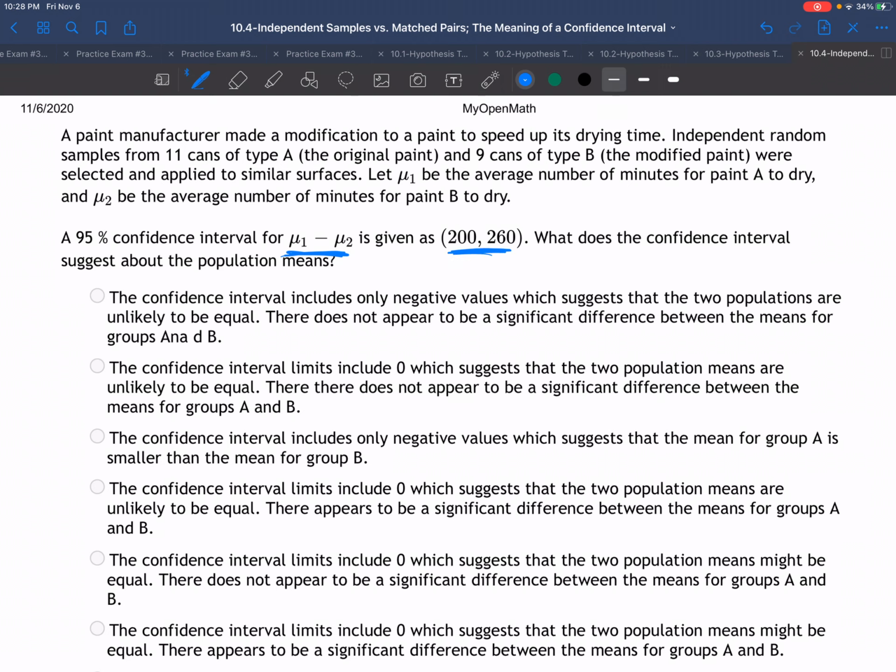And we know the answer is somewhere between 200 and 260. What does that mean, logically, when you subtract two things and get a positive answer? Right, first off, you see that's a positive answer. So say 0 is way over here on a number line. We're saying the answer is somewhere between 200 and 260. All the numbers between 200 and 260 are positive. So we're saying mu1 minus mu2 is a positive answer, right?